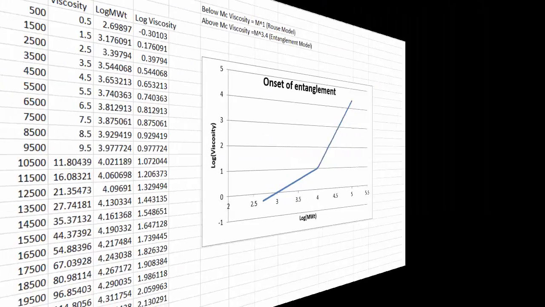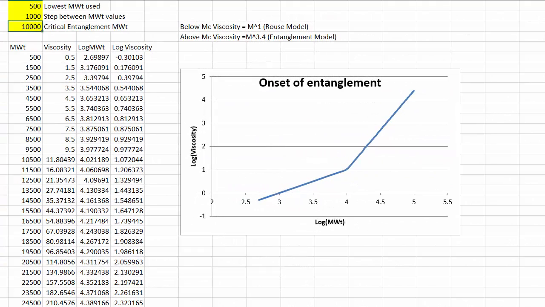There's another one which is all about critical entanglement molecular weight, which is absolutely vital for understanding adhesion. And one of the characteristics, if you take a polymer and increase its molecular weight and measure its melt viscosity, then as you increase the molecular weight, the melt viscosity goes up, not surprisingly. But at a critical point, it suddenly goes up much faster. And that critical point is the critical entanglement molecular weight.